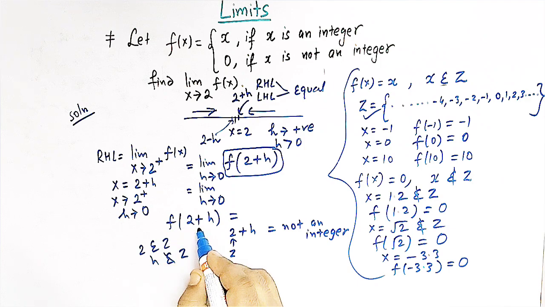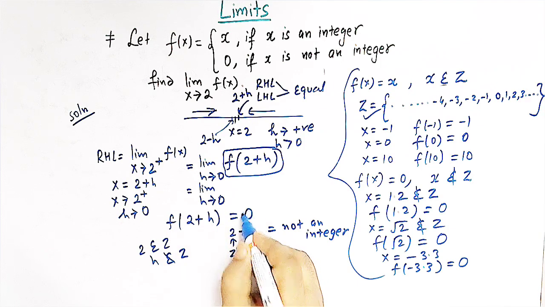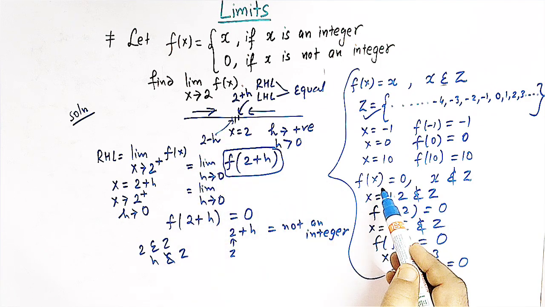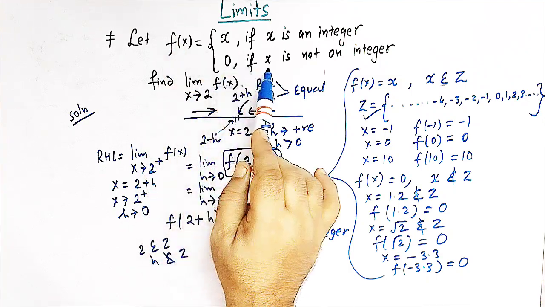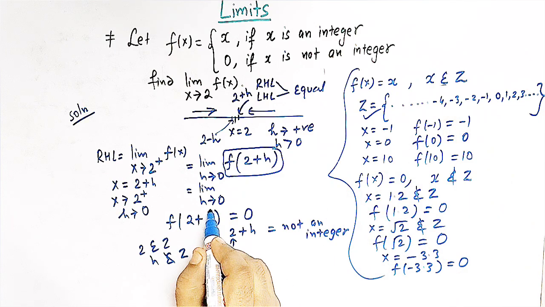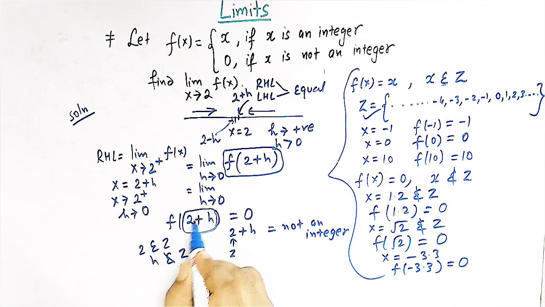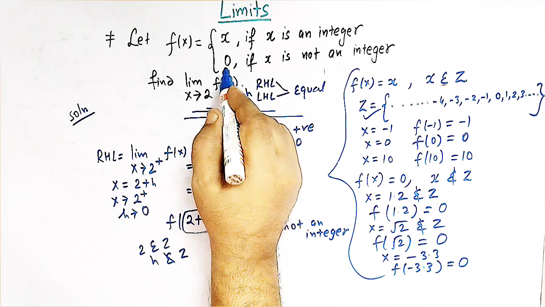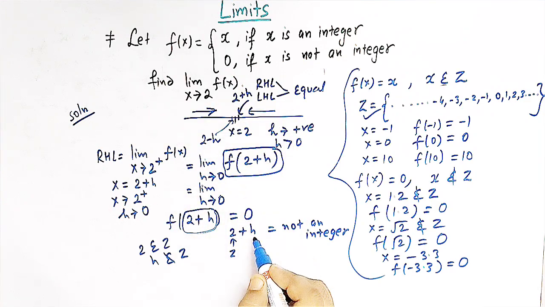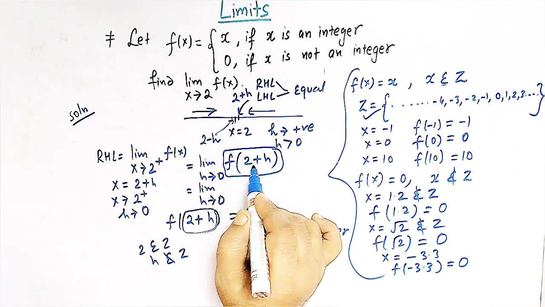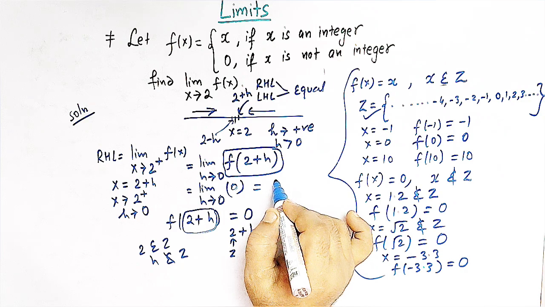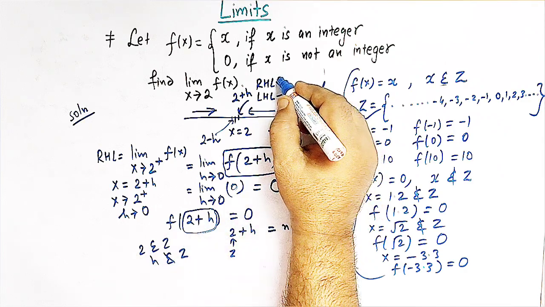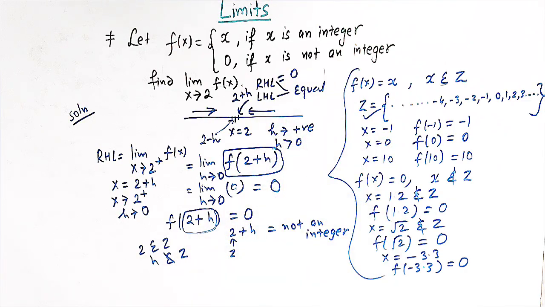So the value of f of 2 plus h should be equal to 0 due to this definition of f of x, that is f of x is 0 when x is not an integer, and here x is 2 plus h, right? So f of 2 plus h must be equal to 0, because 2 plus h is not an integer. So here the value of f of 2 plus h is 0. So we write 0. So this limit is equal to 0. So the right hand limit is equal to 0.